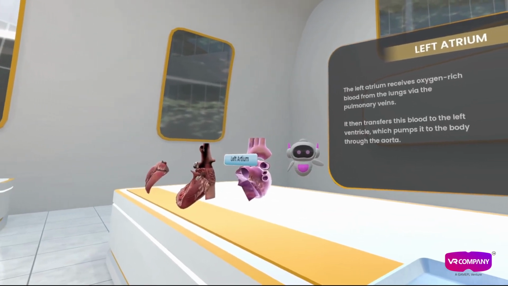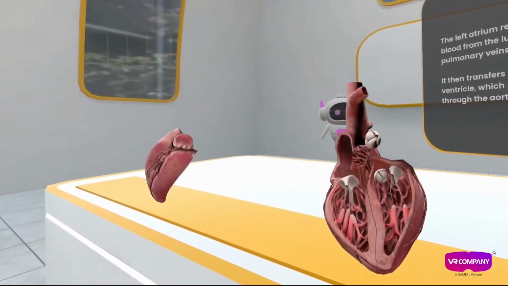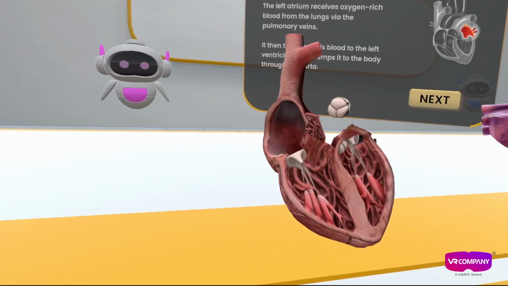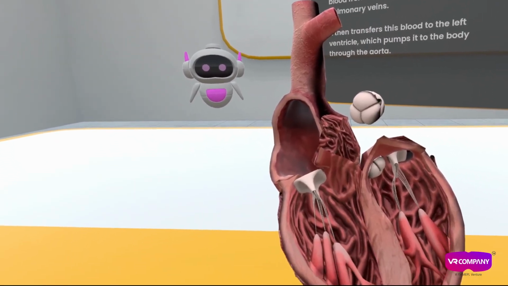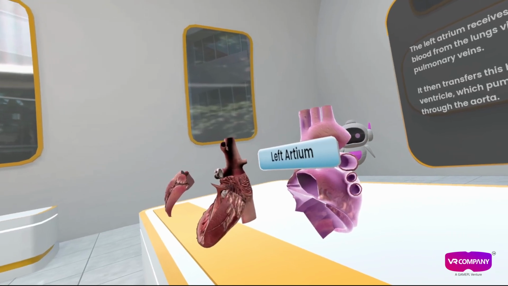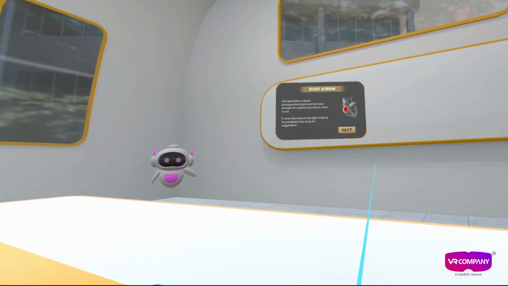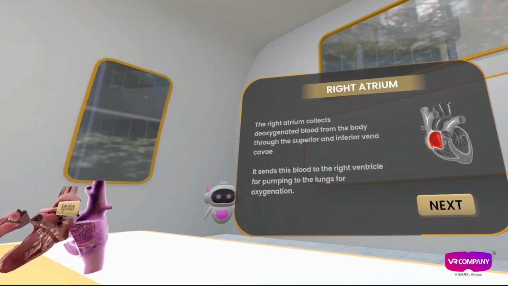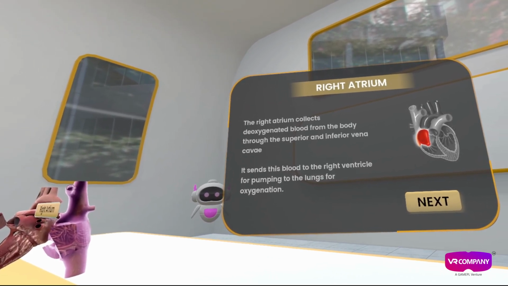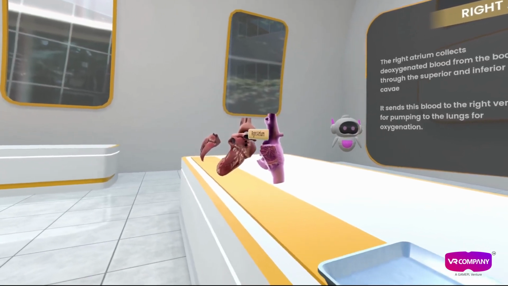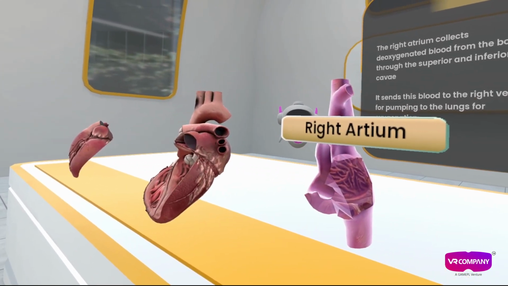Left atrium. The left atrium receives oxygen-rich blood from the lungs via the pulmonary veins. It then transfers this blood to the left ventricle, which pumps it to the body through the aorta. Right atrium. The right atrium collects deoxygenated blood from the body through the superior and inferior vena cava. It sends this blood to the right ventricle for pumping to the lungs for oxygenation.